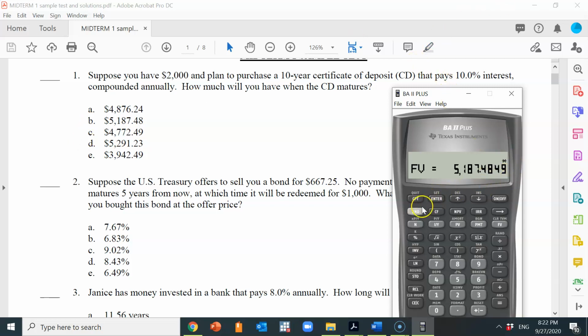Remember to change your decimal to 4, so you can have more accurate results for our exams, by pressing second format, 4, enter, second quit. Your decimal should be 4.